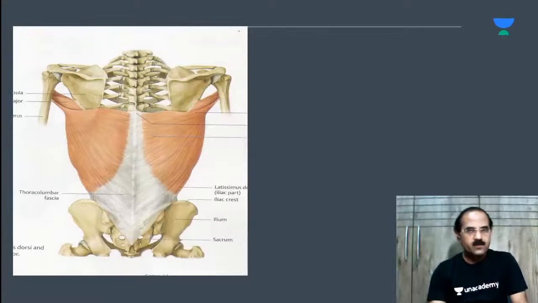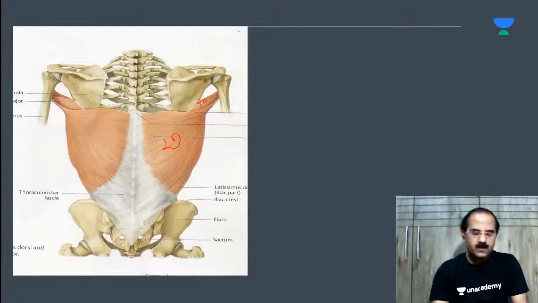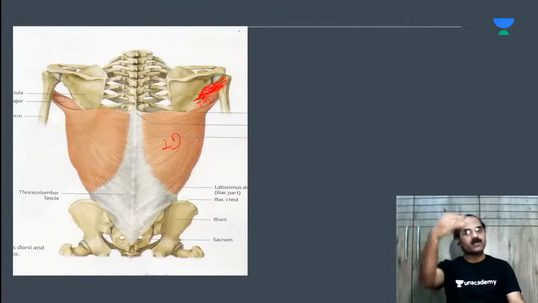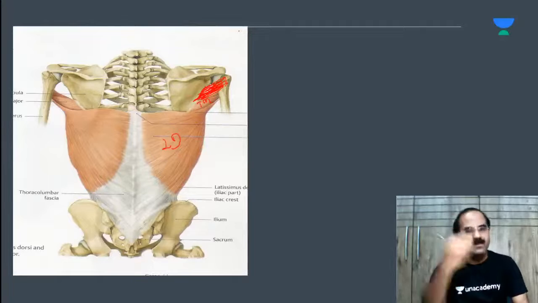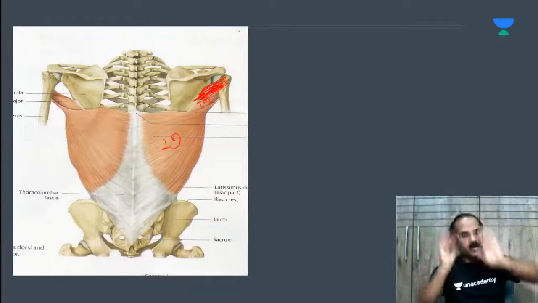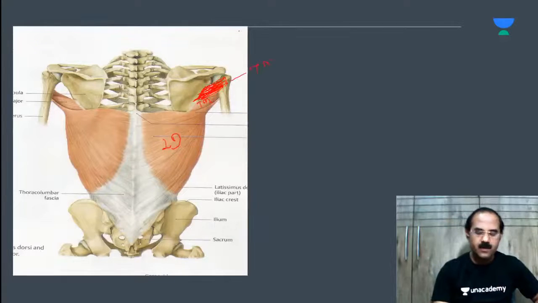This is the dorsal surface of the scapula, right? What is this muscle? This is the latissimus dorsi. What is this muscle? That's the teres major. And what is this muscle above the teres major? That's the teres minor. So if you're looking from the backside, you'll see the teres minor, the teres major, and the latissimus dorsi.